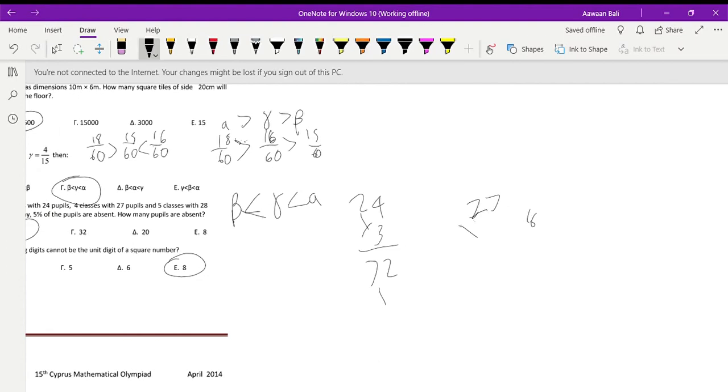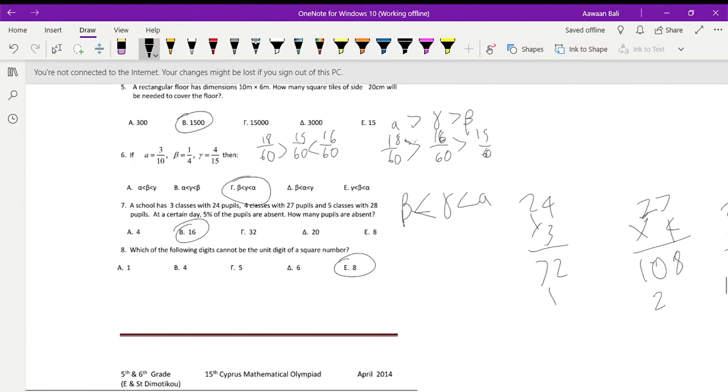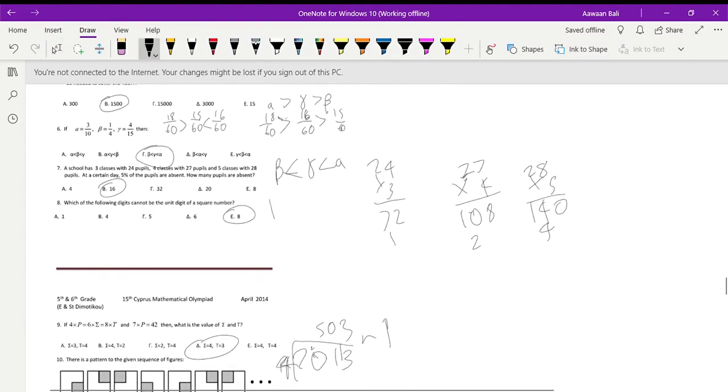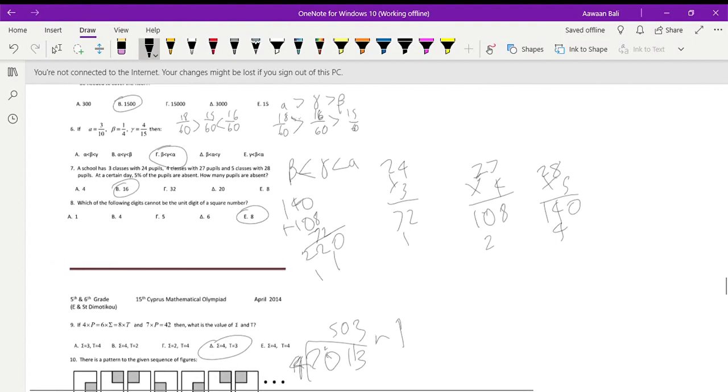27 times 4, 108. 28 times 5, 140. So 140 plus 108 plus 72. We have 320. Now it says 5% of the pupils are absent.